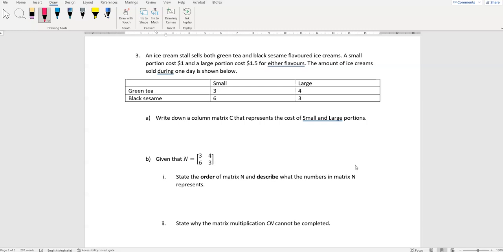Now it says here, write down a column matrix. Key hint, guys, column matrix. So that means the cost of the small and large portions. So we want the cost of the small and large portions. So the column matrix C is going to be something that looks like this. 1 and 1.5. Done. Alright? So then that's your small, that's your large, and then this is the dollar. This is the price at the top. Right, so if I label the matrix, the column is the dollar cost, the rows are the sizes.